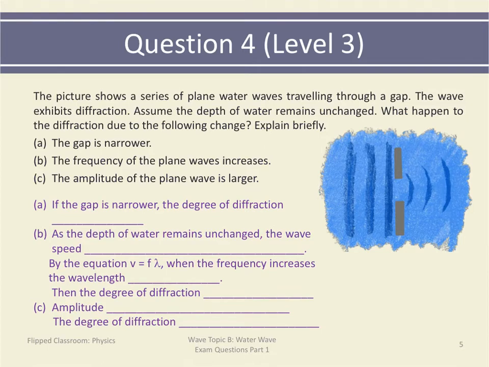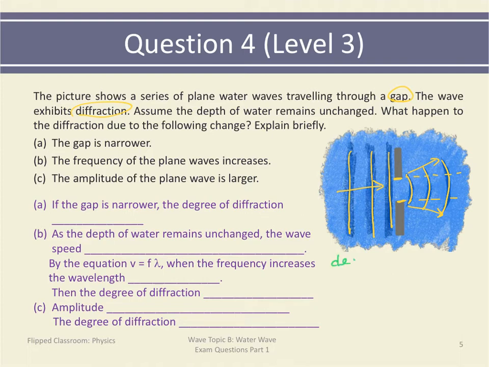We come to question 4. The figure shows a series of plane water waves traveling towards a gap. The waves exhibit diffraction, which means that when the wave passes through the gap, the wavefront will spread outside the size of the gap. Now assume the depth of water remains unchanged. You're asked to find out what happens to the diffraction due to the following changes.